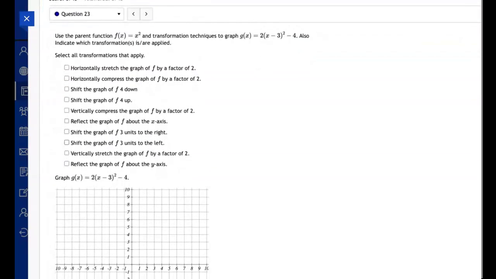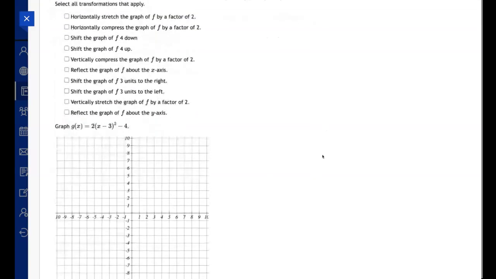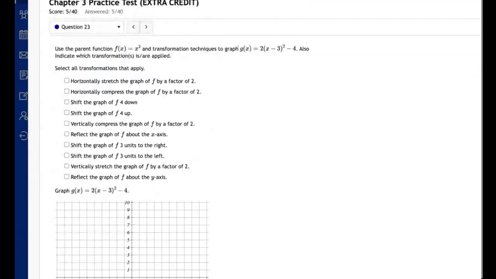All right, so this is 3.5, so that transformation section. So use parent function, f of x equals x squared, so we know it's going to have that x squared shape. In our calculator, if you plug in x squared, you know it's going to be a parabola, so it's going to have that U shape. Also, it kind of helps us because it has a U right here, so we know this is going to be the shape. And use transformation techniques to graph g of x, which is 2 times x minus 3 squared minus 4. Indicate the transformations.